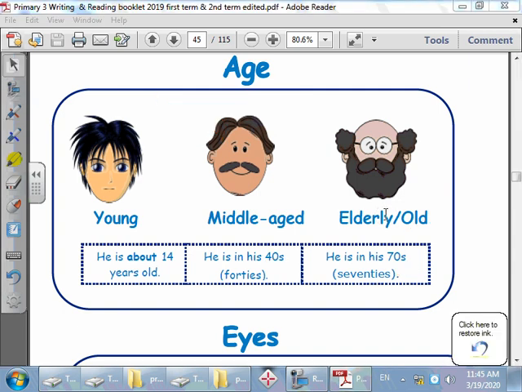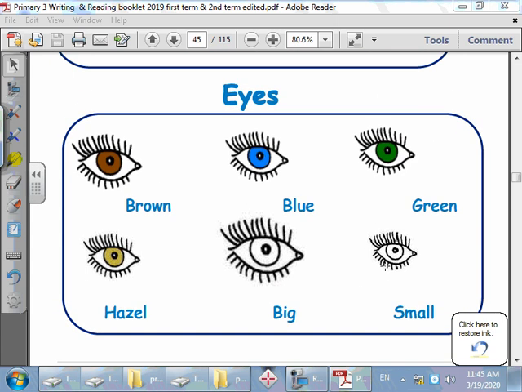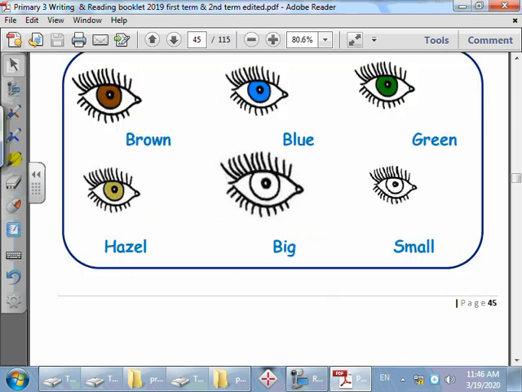Okay, next, when we talk about the facial features, anything in your face, like for example, the eyes. We say the color brown, blue, green, okay, the color, and hazel. This is the color hazel, okay. He has big eyes, small eyes, okay.